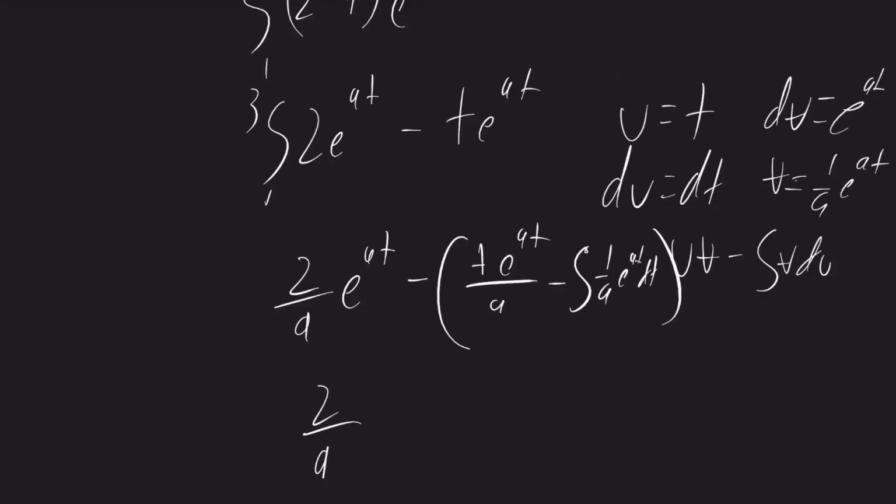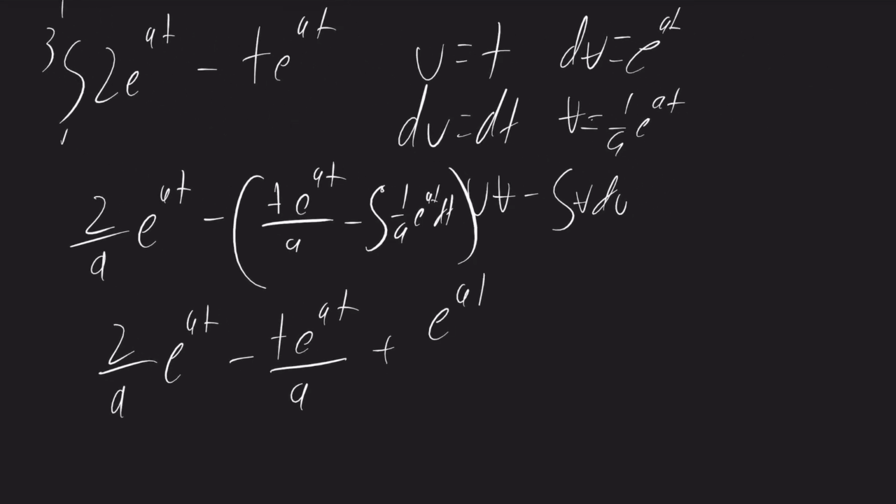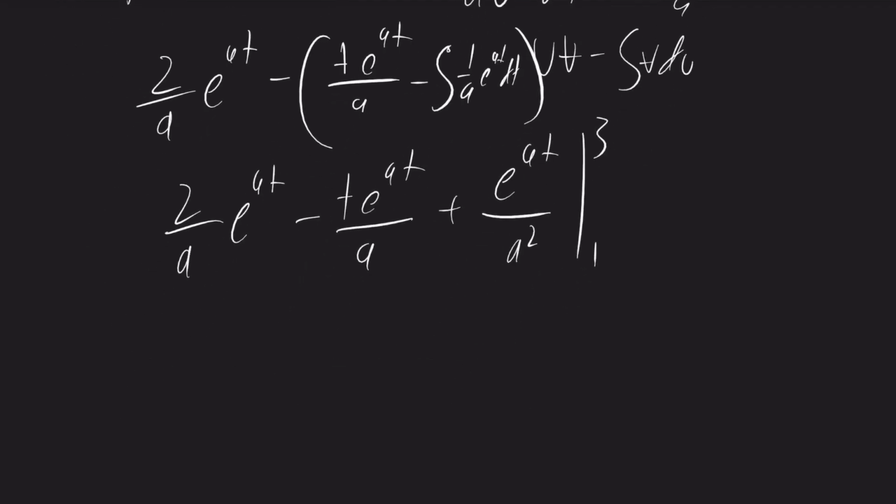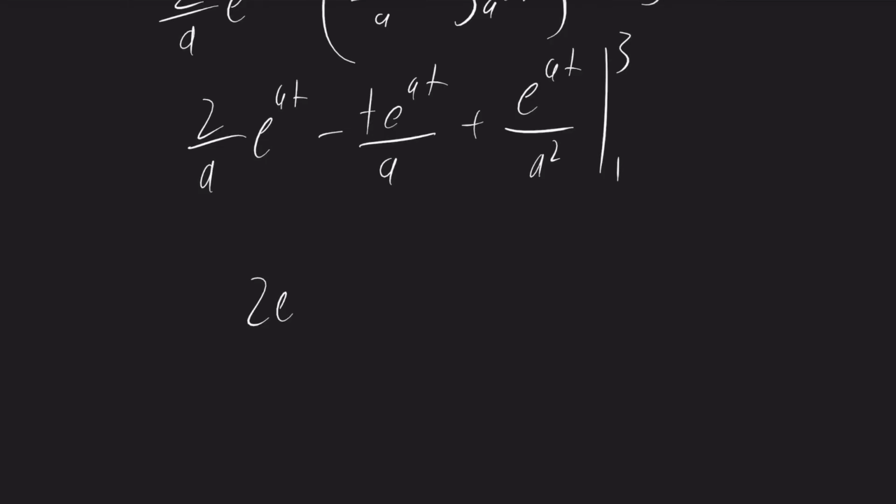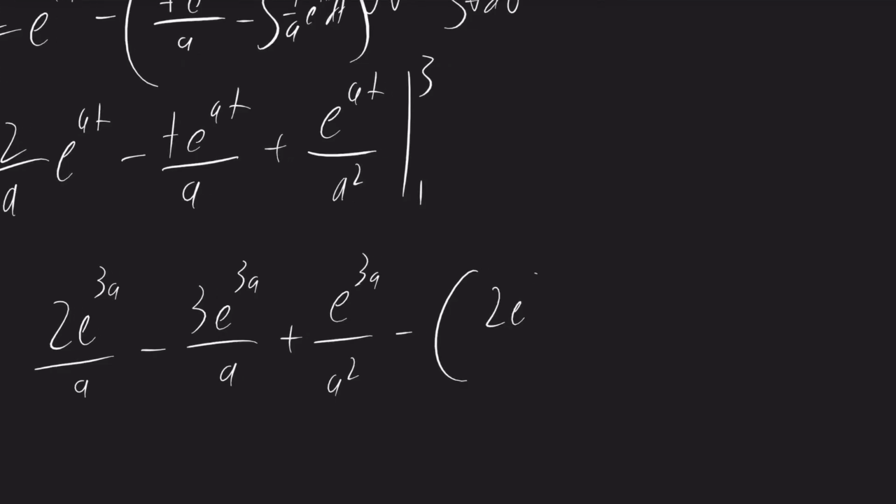So it'll be 2 over a, e to the at, minus te to the at over a, plus e to the at over a squared, all bounded from 1 to 3. I'll plug in these bounds. We'll have 2e to the 3a over a minus 3e to the 3a over a plus e to the 3a over a squared minus 2e to the a over a minus e to the a over a plus e to the a over a squared.